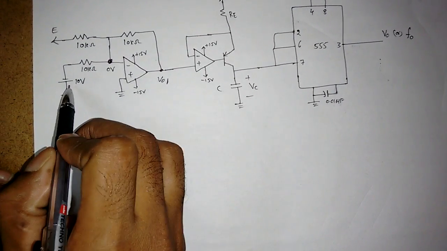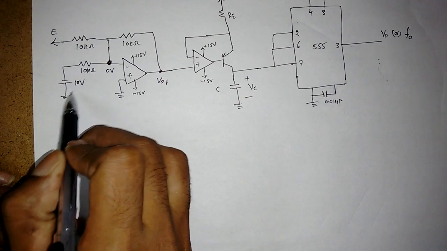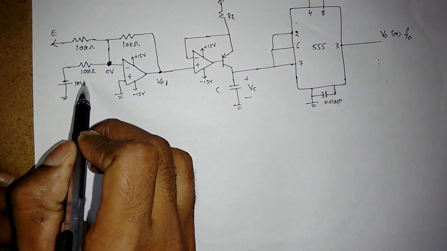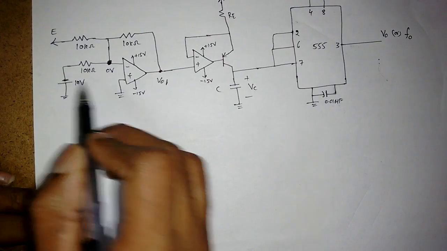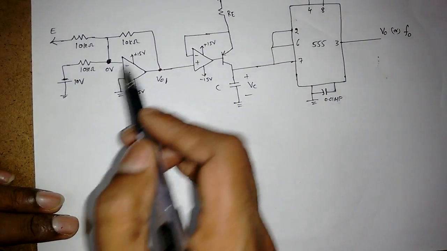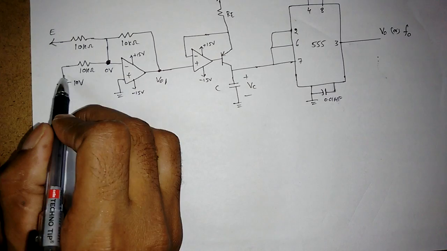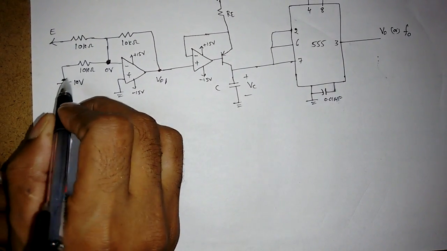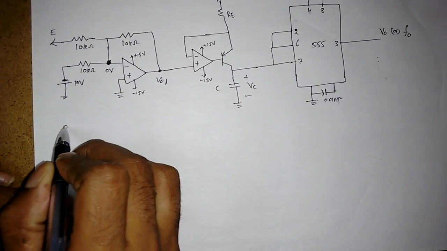So 0 minus 10. This 10 volt is not a fixed one. We can vary it: 10 volt, 2 volt, 3 volt, 5 volts, etc. Depending on this voltage only, we can get some currents here, that we will see later. But this is not a fixed 10 volt. We can use any voltage. And this minus is connected here, right? So what will happen?